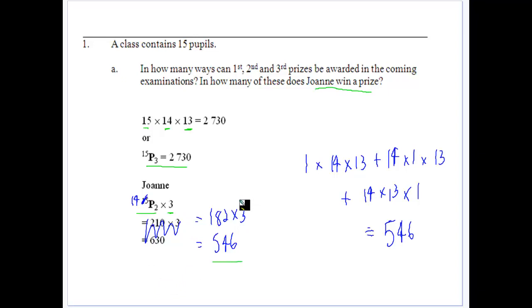The other way to look at it is this: if Joanne gets first, then somebody would have to get second, and then another person would have to get third. Or if Joanne gets second, there are 14 people to get first, and then one of 13 people becomes third. Or if Joanne gets third, 14 people could get first, and then 13 people could get second. Do that calculation, and it comes up with the same number. So there are different ways to calculate it and think about it, but it comes out the same way.